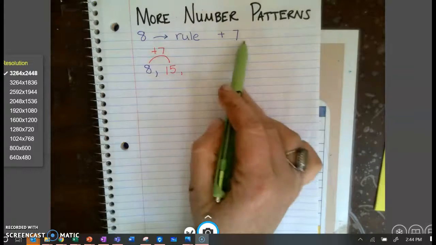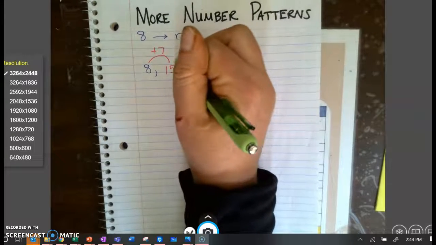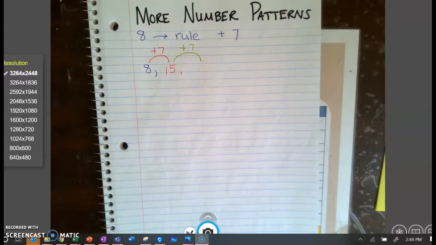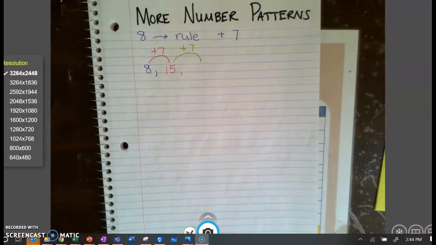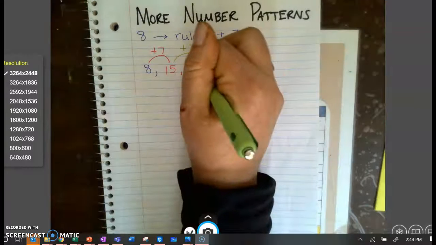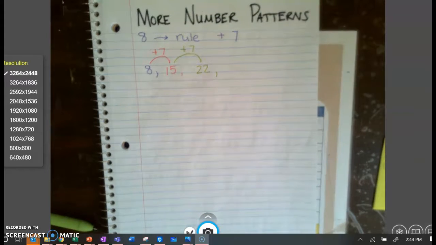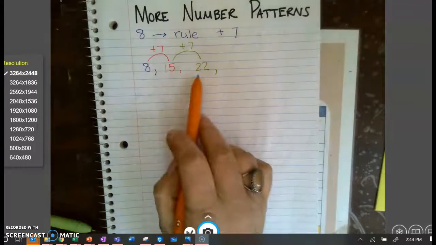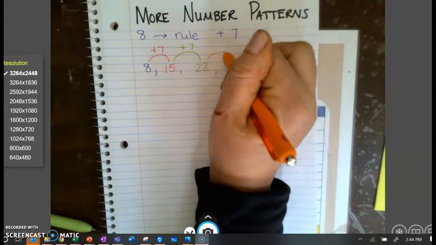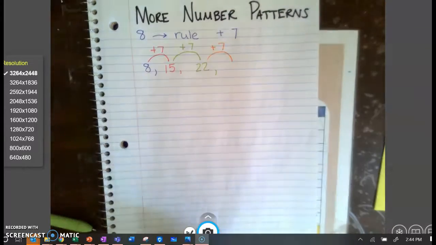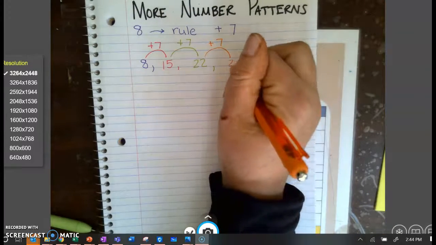And then I'm going to apply my rule again. So I'm going to start at 15 this time. I'm going to count up 7 from 15, and I'm going to get to 22. I'm going to make one more term here. So I'm going to start at 22. I'm going to count up 7 more, and I'm going to get to 29.